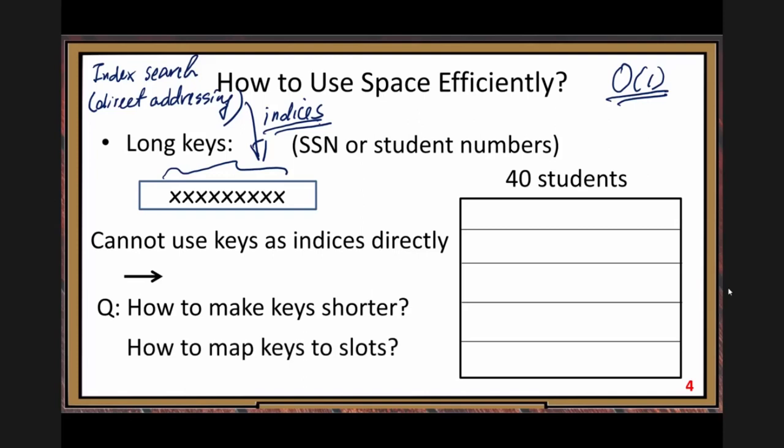How to map keys to slots? Because when we store our data, we use many slots, and we don't want to use too many slots. The number of slots being slightly greater than the number of students is okay. We allow some extra room, a little larger than the number of students. That's fine, but not too much bigger. So we want to map keys to slots, and the number of slots not too much greater than the number of data elements. So that's the idea.